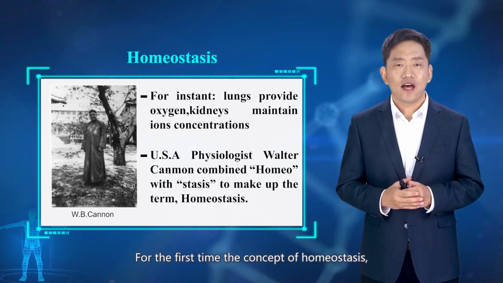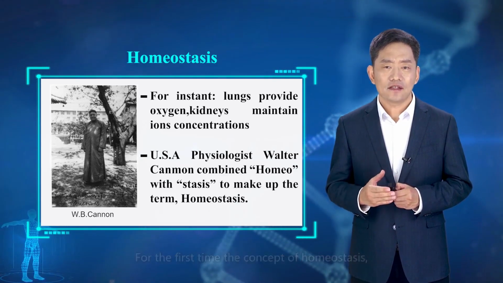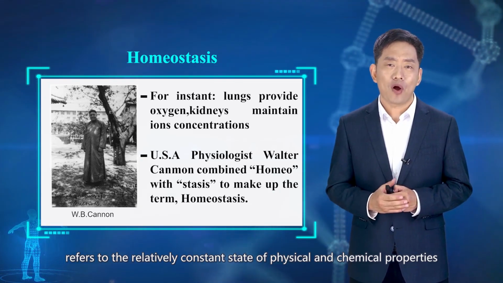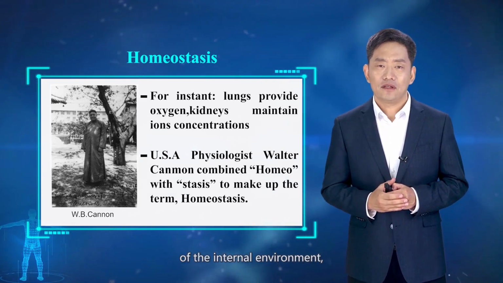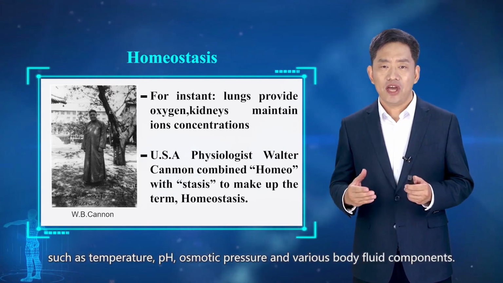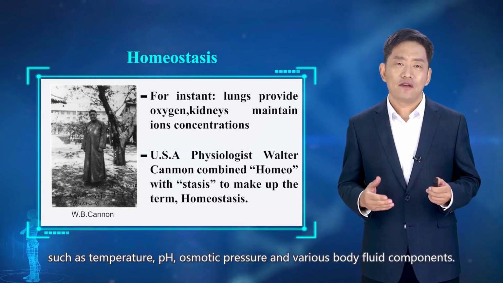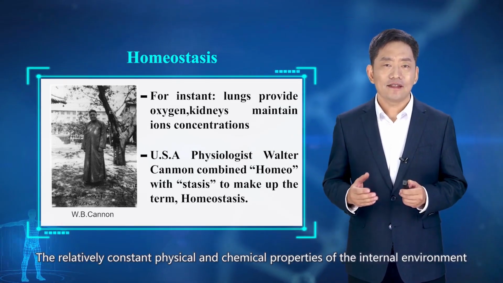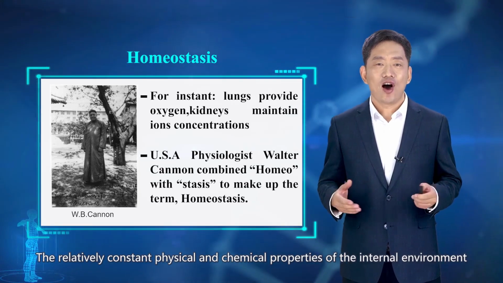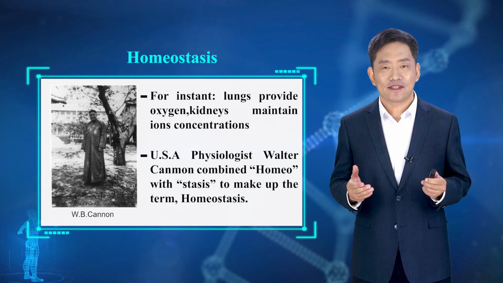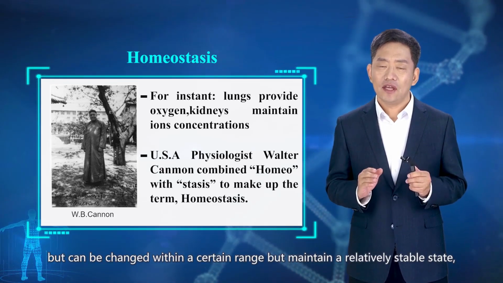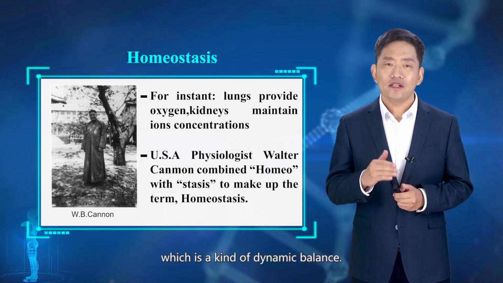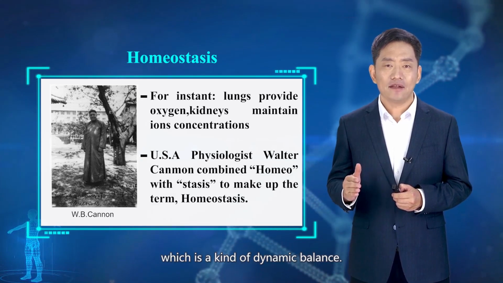For the first time, the concept of homeostasis refers to the relatively constant state of physical and chemical properties of the internal environment, such as temperature, pH, osmotic pressure, and various body fluid components. The relatively constant physical and chemical properties of the internal environment are not fixed, but can be changed within a certain range, but maintain a relatively stable state, which is a kind of dynamic balance.